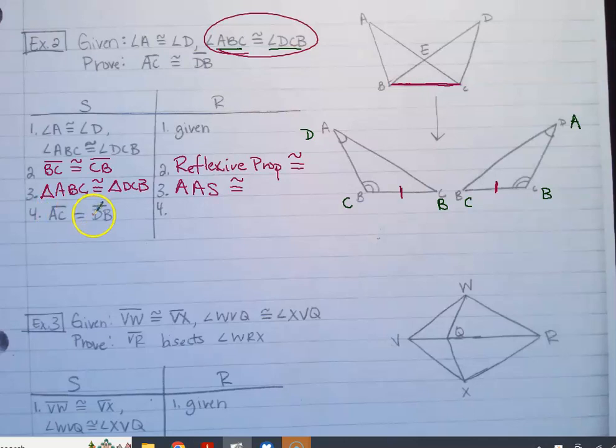Segment AC then is congruent to segment DB. So AC. Okay, corresponding parts of congruent triangles are congruent. CPCTC. That's good. Very nice.